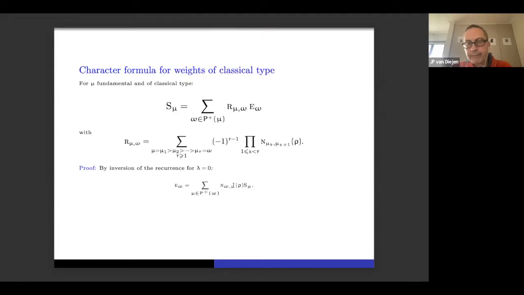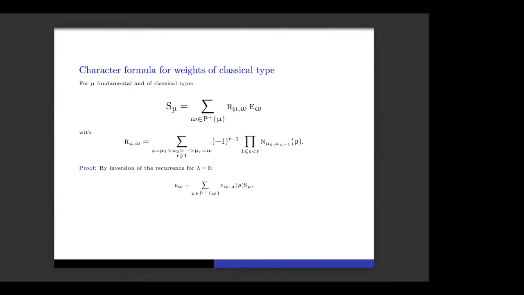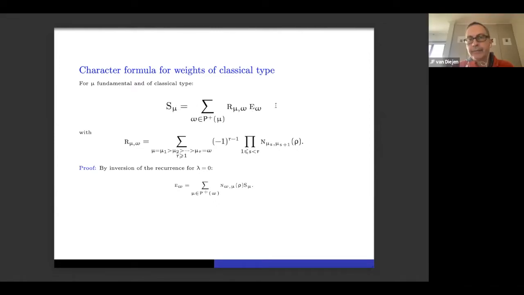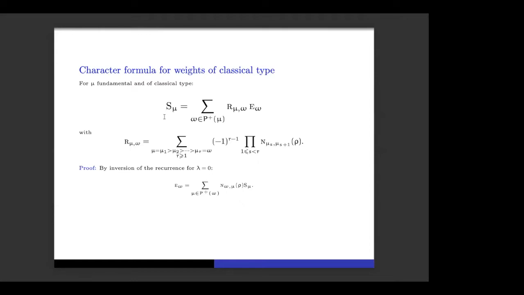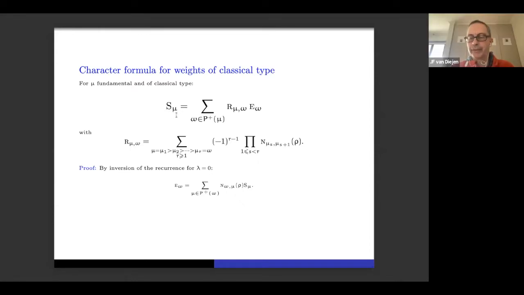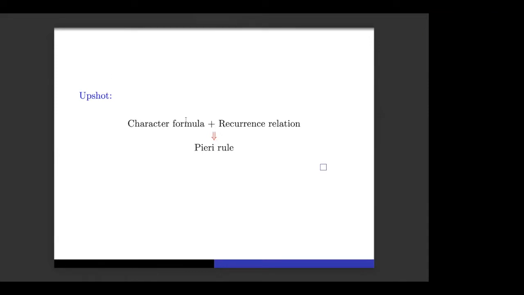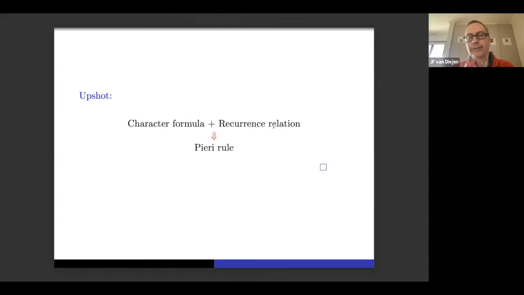Here it is. And now if I invert this relation, I get an expansion of the character in terms of this basis. And if I know how to multiply characters with these elements, which I know from the recurrence relation, then I can use this expansion to compute the multiplication of a character by the fundamental representation of classical type. And so that's how you get the Pieri formula. The character formula plus the recurrence relation gives you the Pieri rule. Well, so that's the idea of the proof.